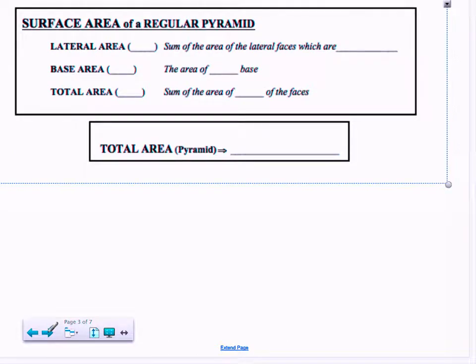Well, obviously now that we have a new figure, we have to have some new formulas. So, same information as we had with the prism. Our lateral area is LA, and that is the sum of the area of the lateral faces, which again are triangles. The base area, which again is the letter B, and this is the area of one base. And the total area, which again we'll call TA, is the sum of the area of all of the faces.